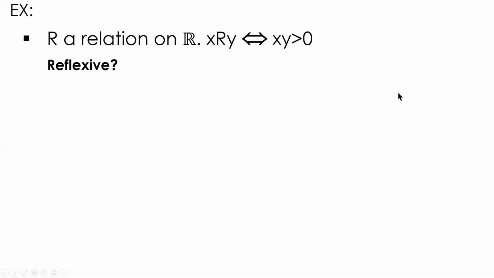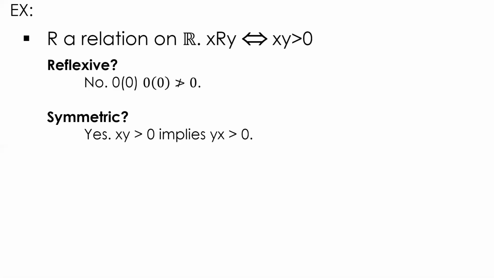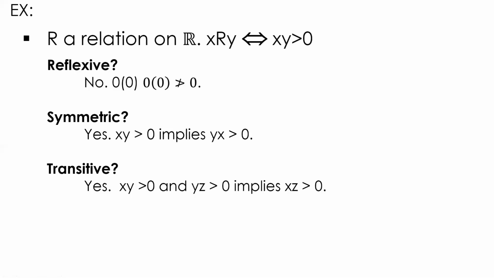Is this reflexive? So for every real number, is x squared greater than 0? Unfortunately, 0 screws us up, because 0 times 0 is not greater than 0, so it's not reflexive. It has to be true for every single element in the set. Is it symmetric? If xy is positive, is yx positive? Well, yes, because multiplication is commutative. Order doesn't matter.